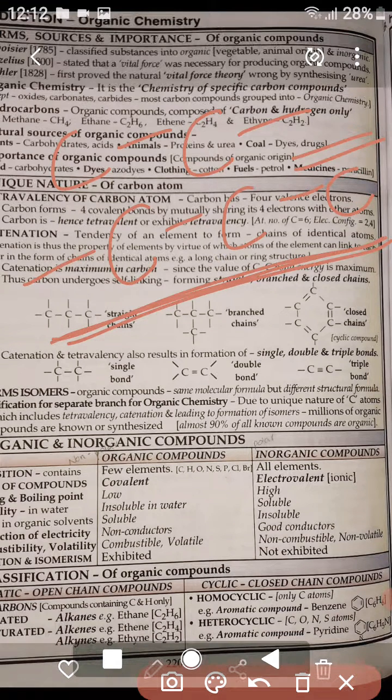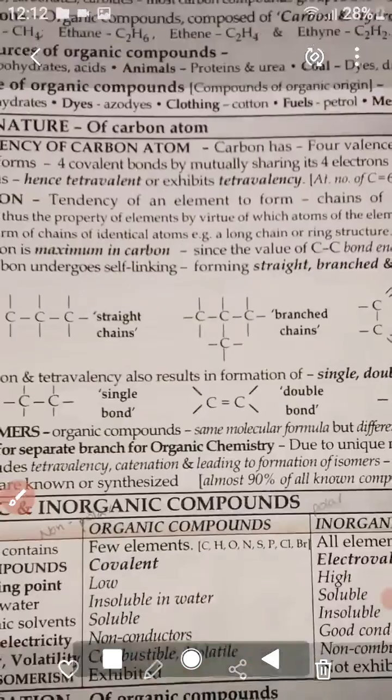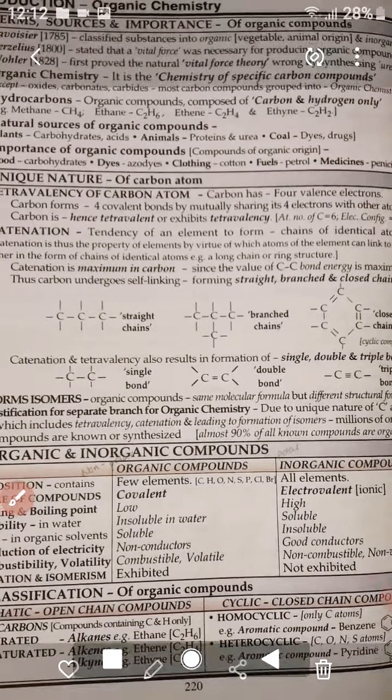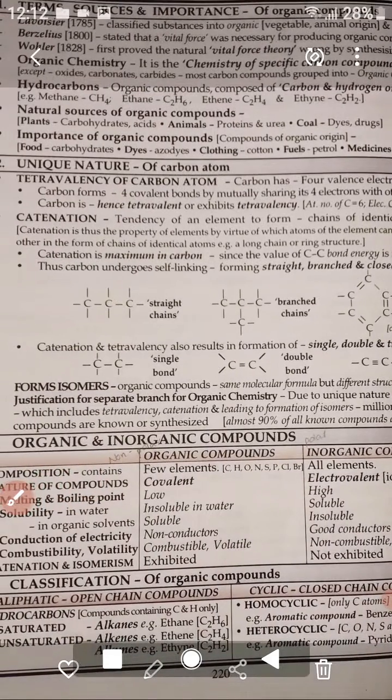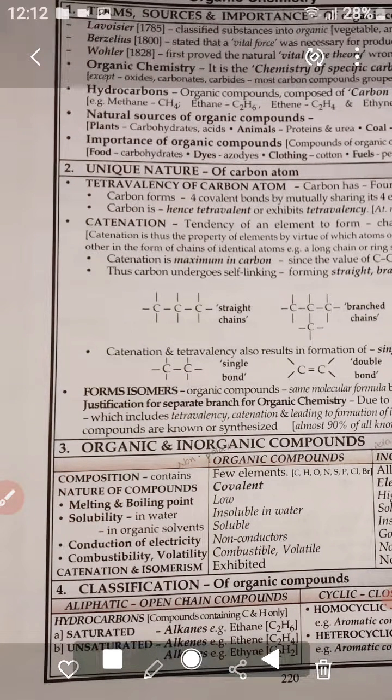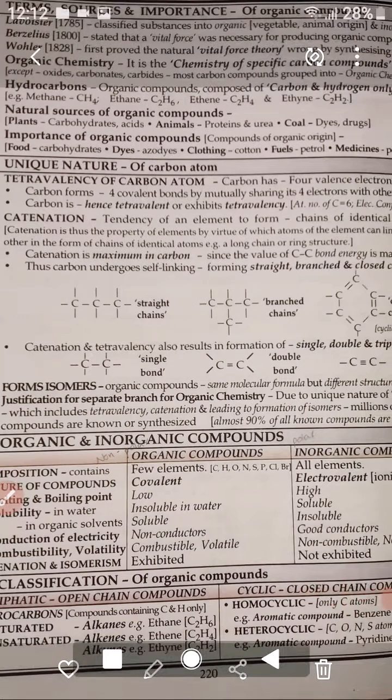What is mentioned is that it is a tendency of an element to form chains of identical atoms. Catenation is thus the property of elements by virtue of which the atoms of the element can link to each other in the form of chains of identical atoms. Example, a long chain or ring like structure.